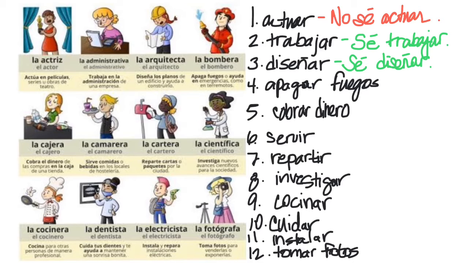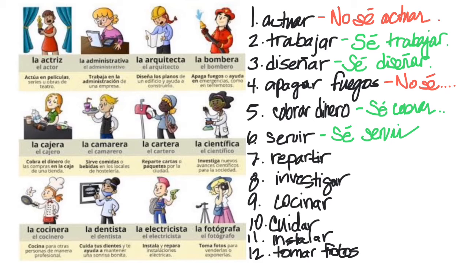Apagar fuegos, definitely not something I know how to do. No sé apagar fuegos, which is to put out fires. Cobrar dinero, to charge money. I do know this. Sé cobrar dinero. Servir. Sé servir, to serve. Repartir, to give out or hand out. Sé repartir.